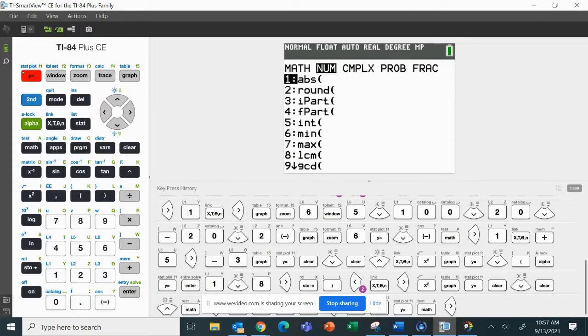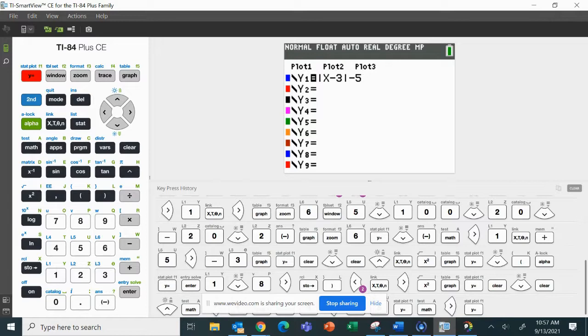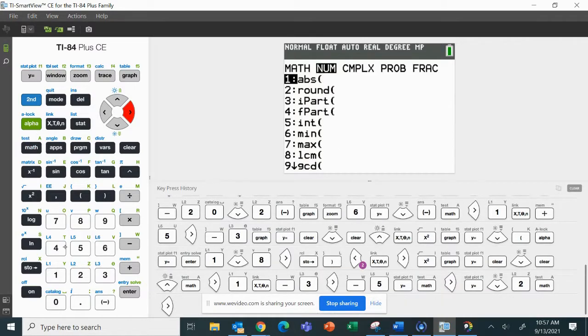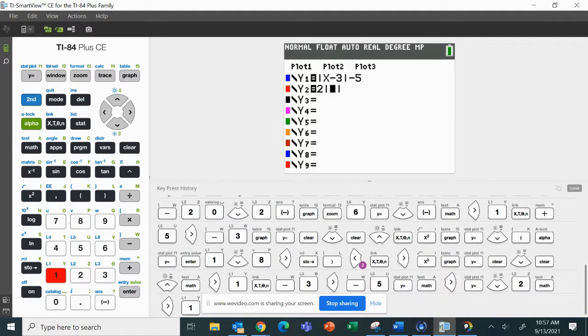Okay. The equation's the same one from the notes. Absolute value x minus 3. Close the absolute value minus 5. So if you're doing this on Desmos, you can type in absolute value in Desmos too. Then we are going to type the one that we just got, which was 2 absolute value, x minus 3. And then we got minus 10.